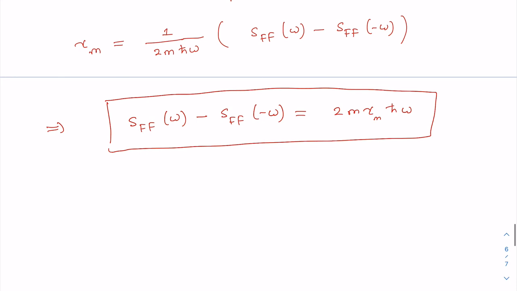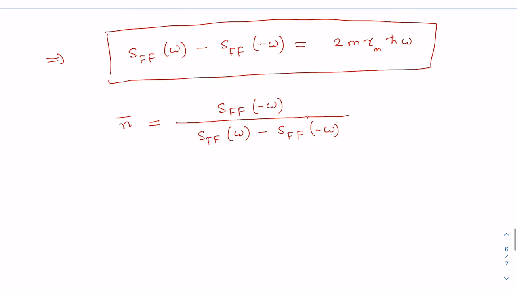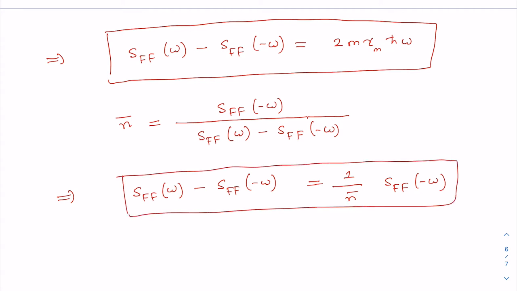Also, from the previous problem, we have worked out the average number of quanta in the harmonic oscillator in terms of the spectral noise density, that is n̄ equals S_FF at minus ω divided by S_FF at ω minus S_FF at minus ω. Okay, from here I have this expression: S_FF at ω minus this quantity evaluated at minus ω is equal to 1 by n̄ times S_FF evaluated at minus ω. Alright, now I have these two expressions at my disposal. This is, say, equation 1 and this is equation 2.